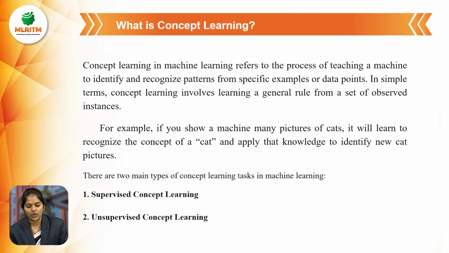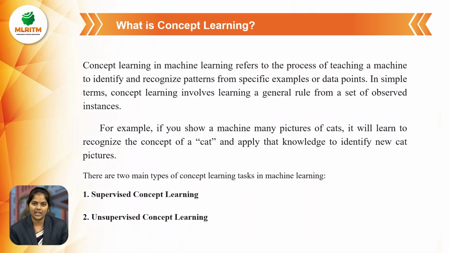So first one, concept learning. Concept learning in machine learning refers to the process of teaching a machine to identify and recognize patterns from specific examples or data points. In simple terms, concept learning involves inferring a general rule from a set of observed instances. Let's take an example. When we are showing any kind of image, we will give some set of instructions to recognize that particular image. So we'll give some set of cats to recognize, we'll give some set of instructions to identify the cat as an image.